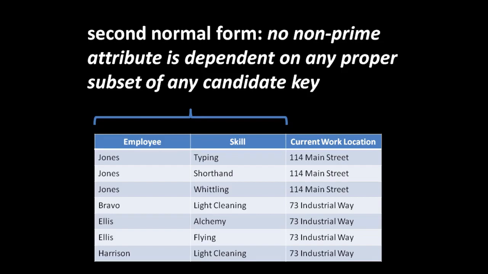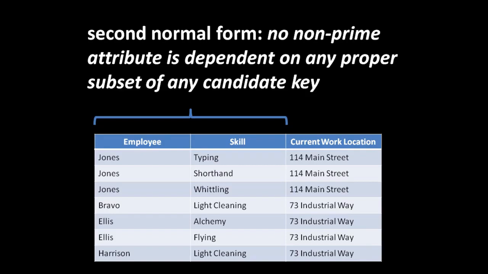Now, if you forget what a proper subset is, it's a subset which is not equal to the thing it is a subset of. So again, our candidate key here is employee and skill together. The two proper subsets of that are the employee column by itself and the skill column by itself. The combination of employee and skill together is a subset of itself, but it's not a proper subset. So that's all that proper subset means. And finally, a prime attribute is a column which is part of a candidate key. So a non-prime attribute here is current work location because it doesn't belong to any candidate key.